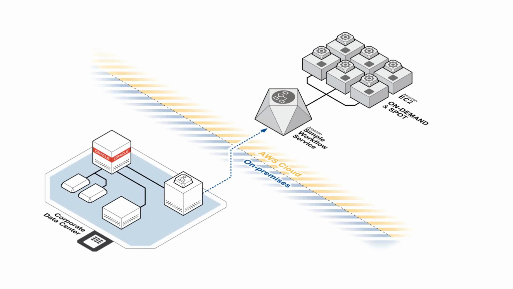We can also reach out to on-premise. So if you've got, for example, workers running in your own corporate data center, you can still coordinate through Simple Workflow Service. You can also use not only on-demand instances, but you can also use spot instances.